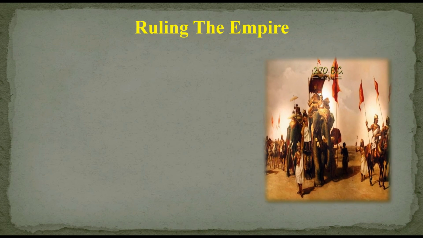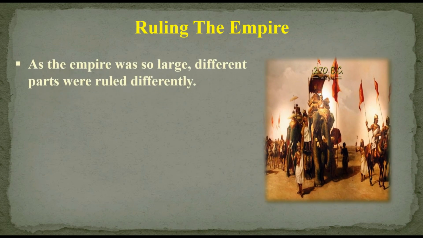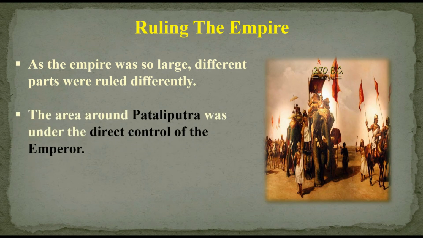So, ruling the empire. As the empire was so large, as I said, many countries or states, different parts were ruled differently. The area around Pataliputra was under the direct control of the emperor. So he can't bring all the states or many countries under his control. So only direct control on Pataliputra.